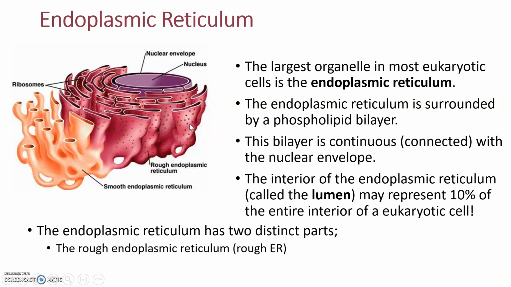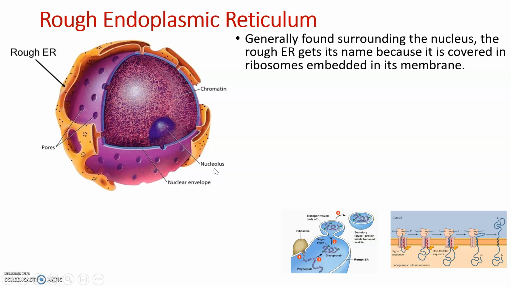So the endoplasmic reticulum has two distinct parts. It has the rough endoplasmic reticulum, we call it the rough ER, and it has the smooth endoplasmic reticulum, called the smooth ER. So a closer look at each of those. The rough endoplasmic reticulum is generally found directly surrounding the nucleus. We can kind of see that here. The yellow endoplasmic reticulum surrounding the nucleus here.